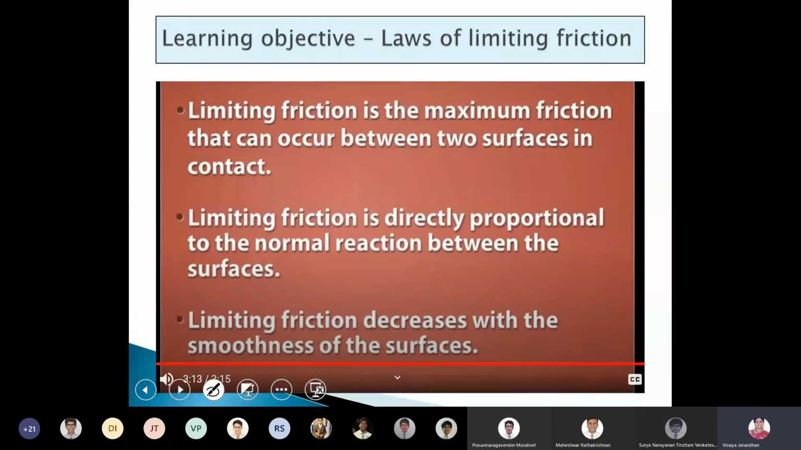So Surya, you read out these before I go for the video clipping. Limiting friction is the maximum friction that can occur between two surfaces in contact. Limiting friction is directly proportional to the normal reaction between the surfaces. Limiting friction decreases with the smoothness of the surface. So these are the 3 points. Out of this, let us see how your limiting friction is going to change when the smoothness of the surfaces changes.